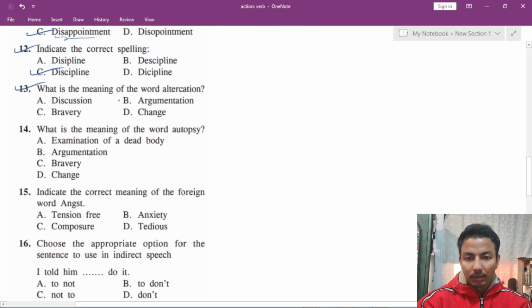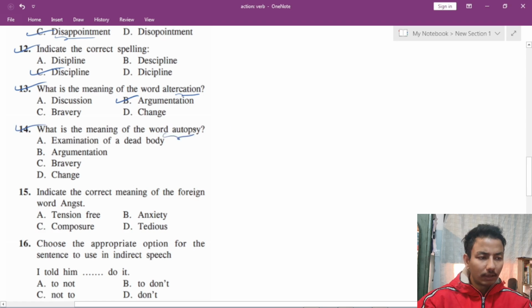Okay, this is meaning of the word altercation. So altercation is argument. When two people are in an altercation, they are having an argument. So the correct option here is argumentation. Okay, next, autopsy. Meaning of the word autopsy.